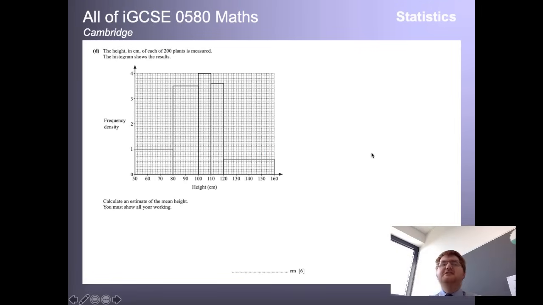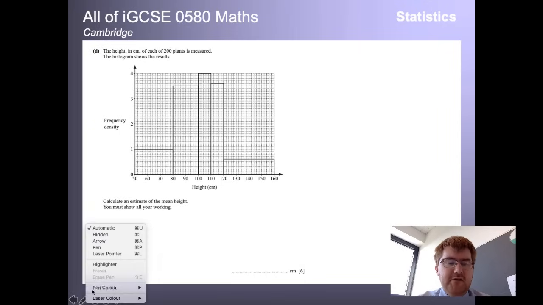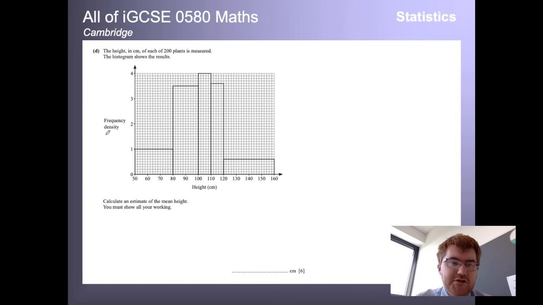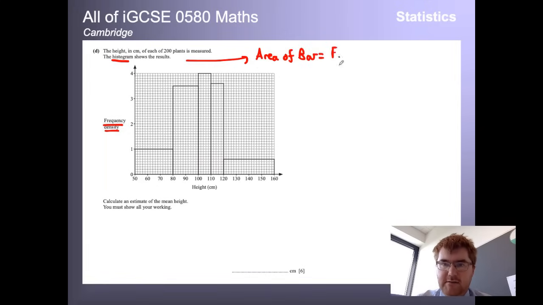And the last question is an interesting one. I like this. This is why I picked this question out, which mixes up our knowledge of estimate of means, but also with histograms. Remember, this is a histogram, which is also known as a frequency density bar chart. The key thing to remember as soon as you see the word histogram is that the area of the bar equals the frequency. That's really, really important. And we need to work out an estimate of the mean height and show all our working.